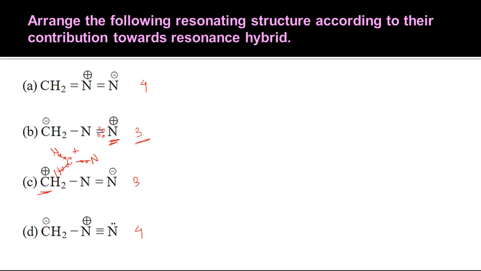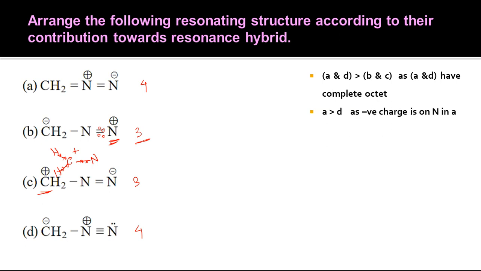Basically, whenever you see a carbocation, the octet is not complete. So that is why B and C will be less stable compared to A and D, because of this octet completion, or you can say covalent bonds. Now A is more stable than D because the negative charge is present over nitrogen in the first structure, but in D it is present over carbon. This part is common, so we will not consider it. The negative charge is over nitrogen, so that is why A is more stable than D.